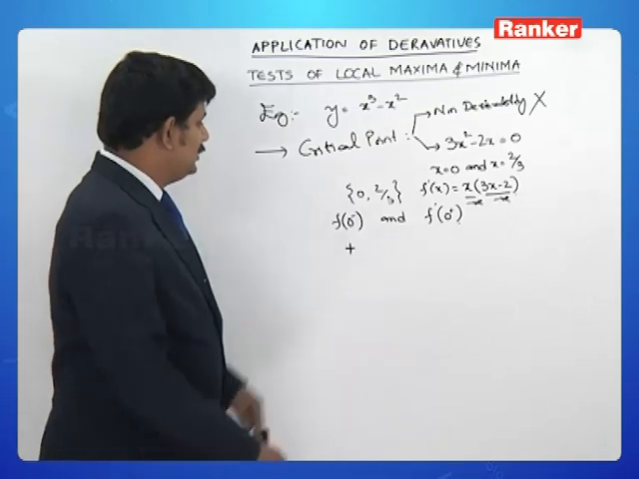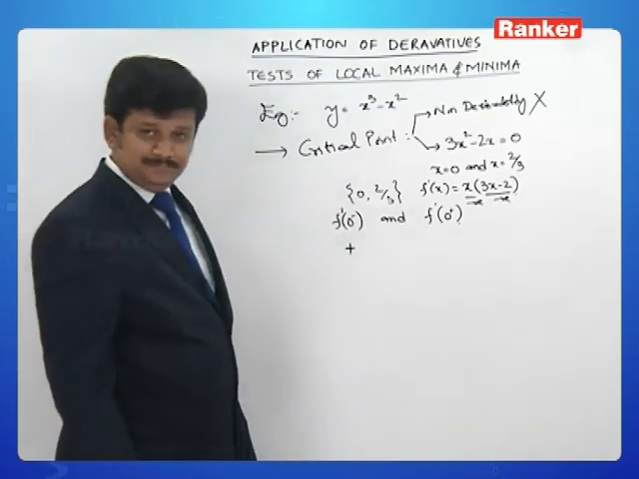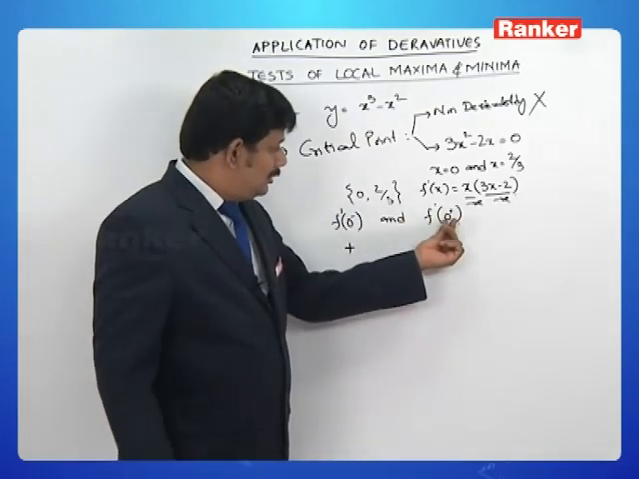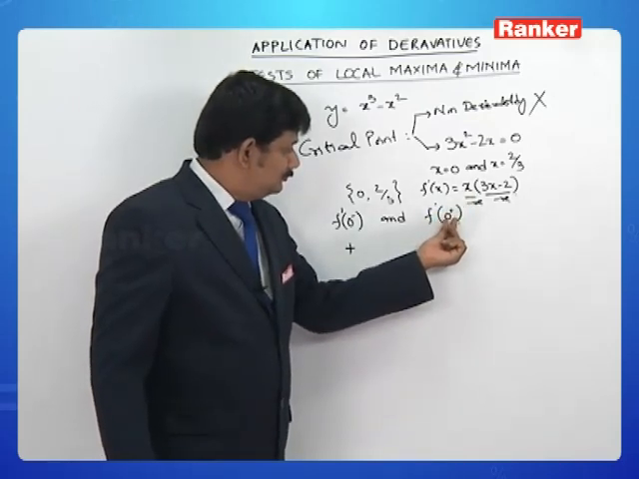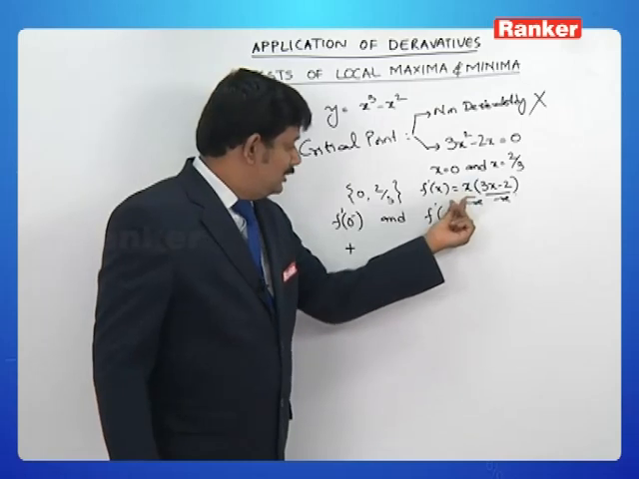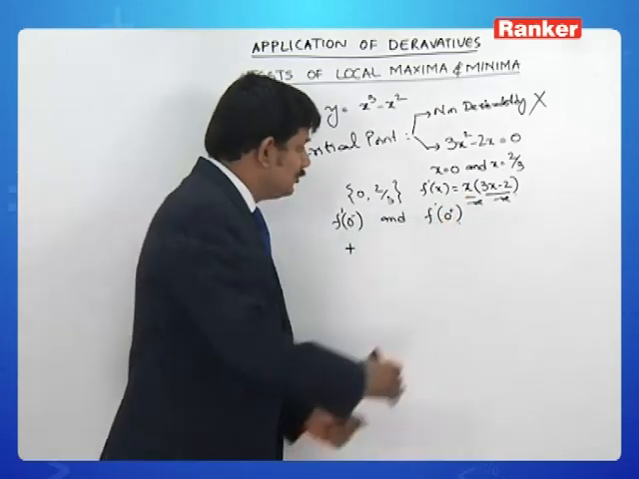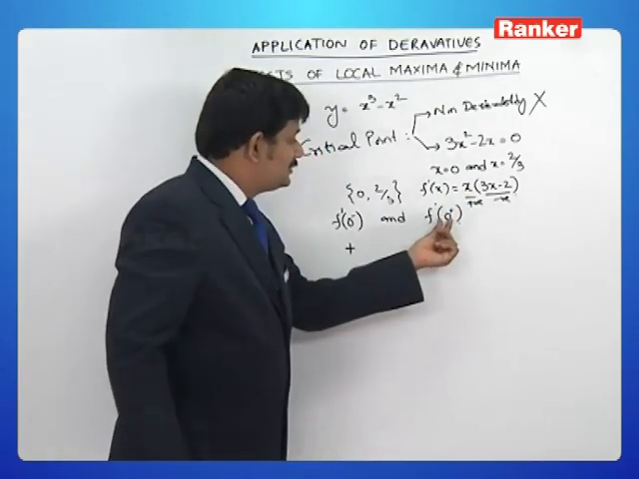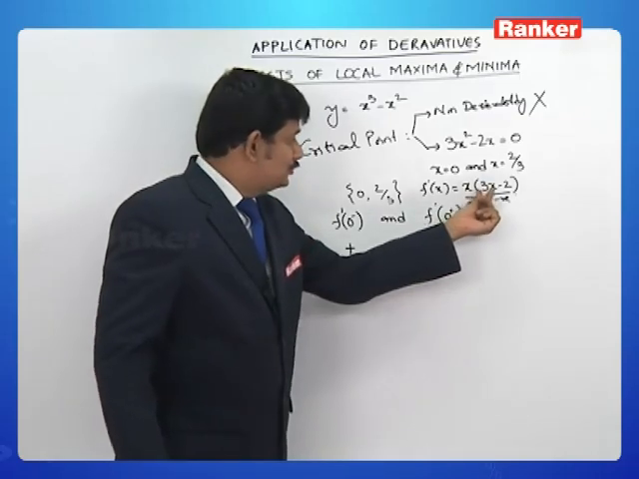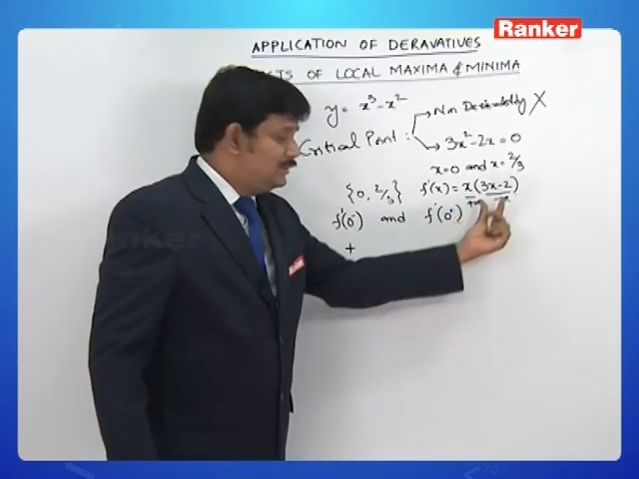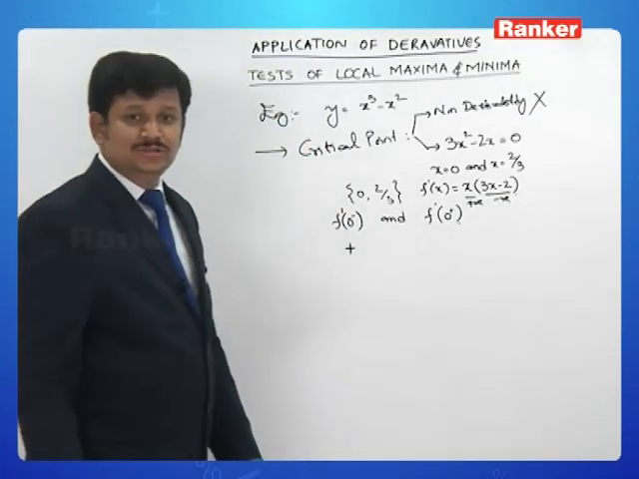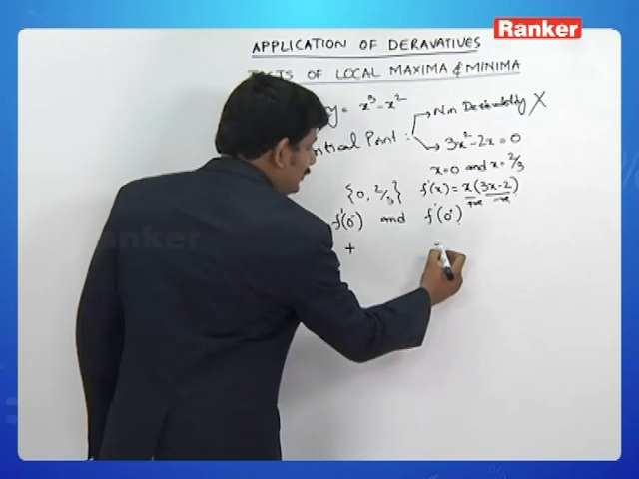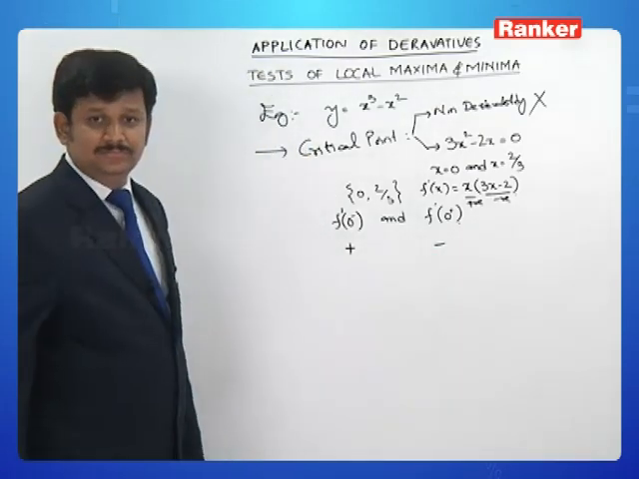And let us look at f dash of 0 plus. X is greater than 0. This quantity is positive. And x is close to 0, so 3 into 0 minus 2, this quantity would be negative. So a positive number into a negative number is negative. F dash of 0 plus is negative.